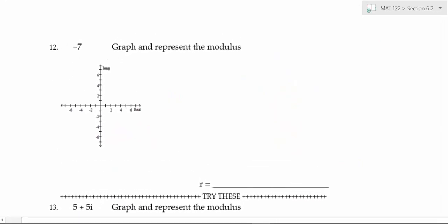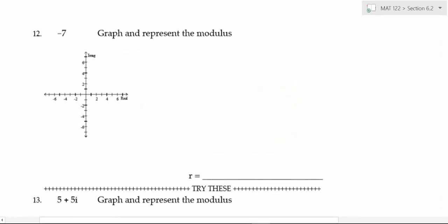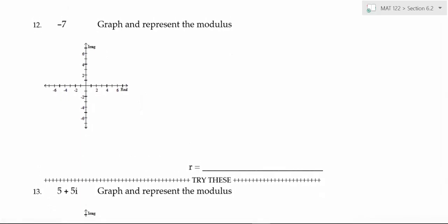Now if I go to the next page here, what you want to do is start by graphing this complex number. This is the real number negative 7 plus 0i. What this would mean is you would go to the left 7 on the real axis, and that's where that's located. So that's negative 7 on the complex plane.